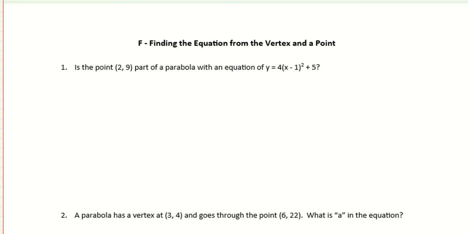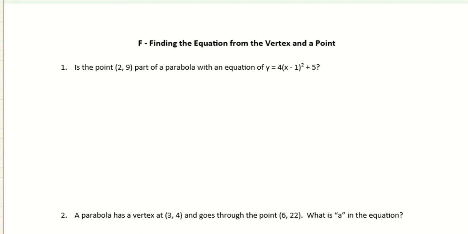All right, so today we're going to be taking a look at how to find an equation when you're only given the vertex and a point. Well, first of all, for number one here, it says, if the point (2, 9) is part of a parabola with an equation of y = 4(x - 1)² + 5. Okay, so how do we know if something is actually on a graph or not?